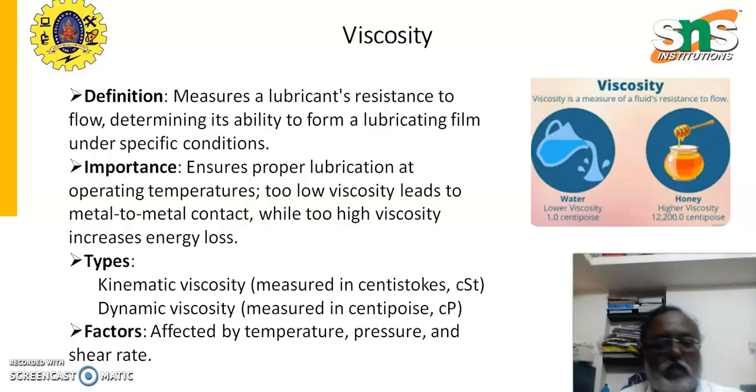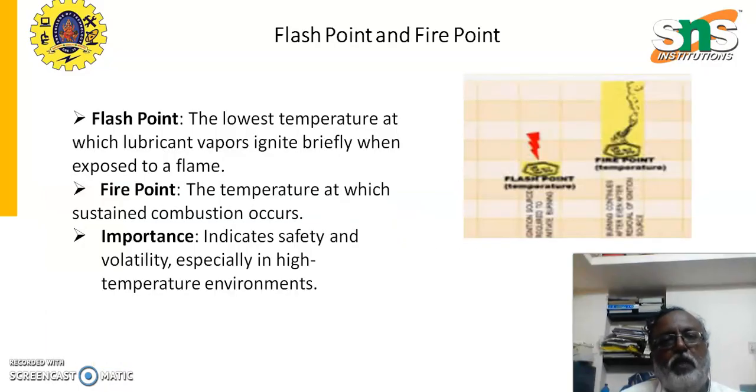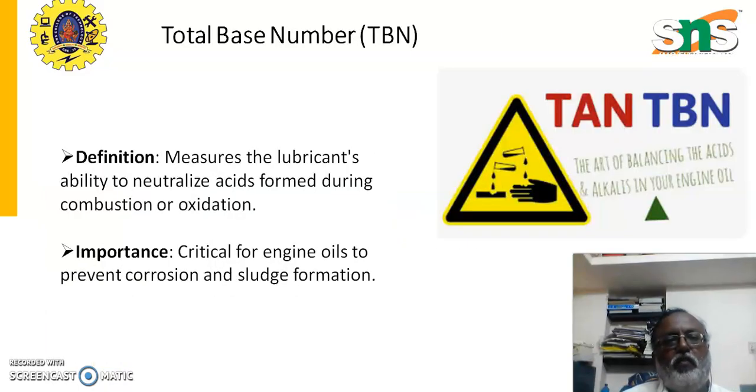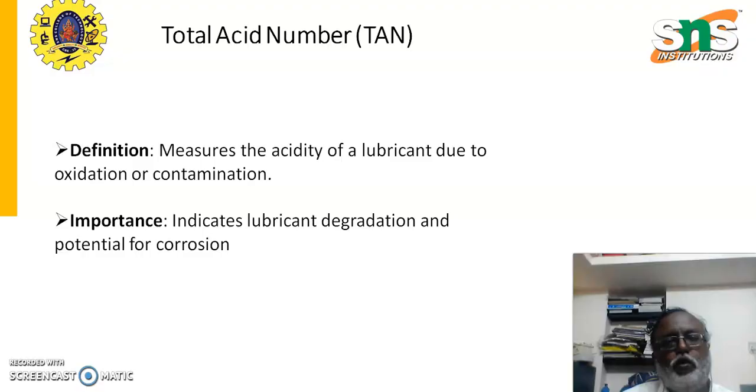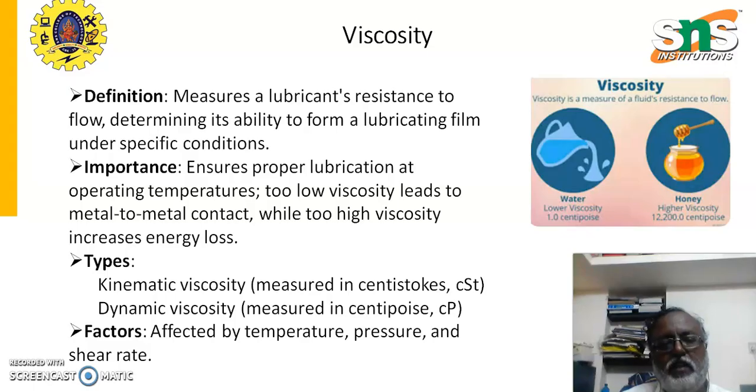That lubricants have a lot of properties such as viscosity, viscosity index, pour point, flash point, fire point, total base number, that is TBN, total acid number, TAN. Let us discuss each and everything in detail.